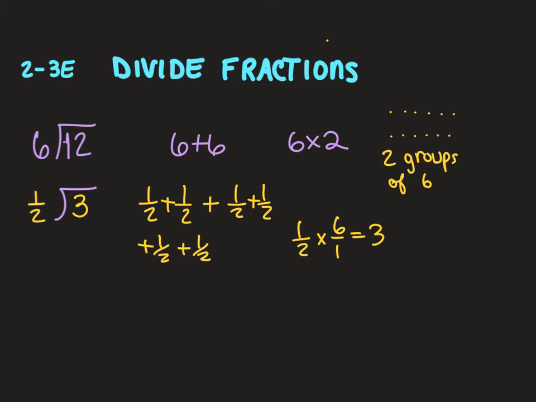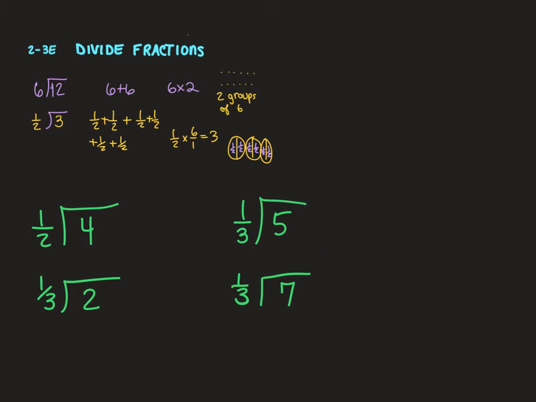The picture could look like this. If I draw 3 things and I cut them in half, here's a half, here's a half. Keep going. How many halves are in 3? The answer is 6. There are 6 of these that fit into 3. All right, let's see if we can think these through. How many halves are in 4?